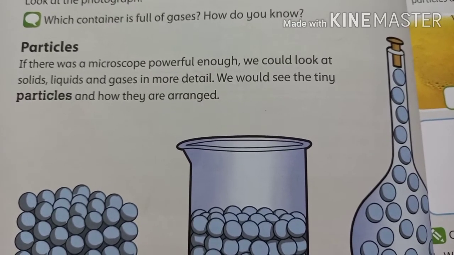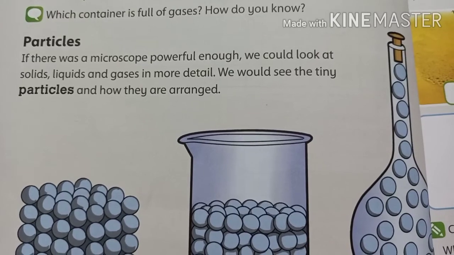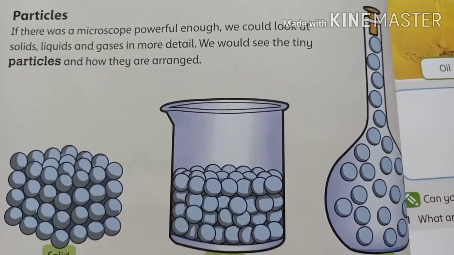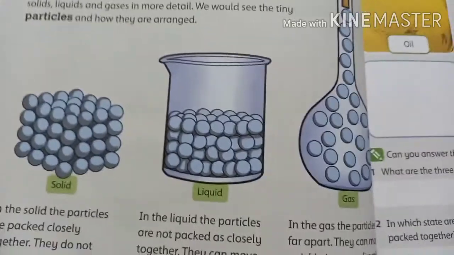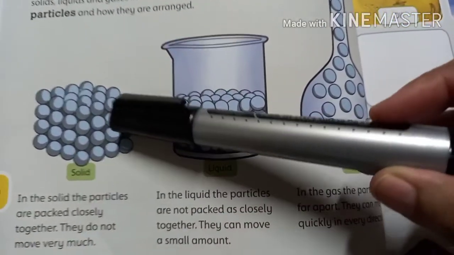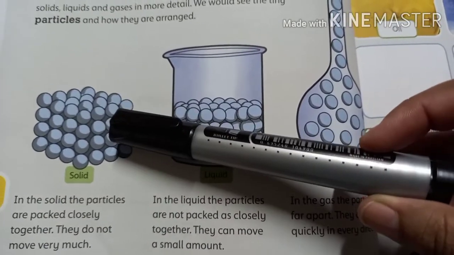If there was a microscope powerful enough, we could look at the solids, liquids, and gases in more detail. We would see the tiny particles and how they are arranged. Have a look at this picture here now. First, it's showing us the picture of the solids. What is the arrangement of the particles in the solid?